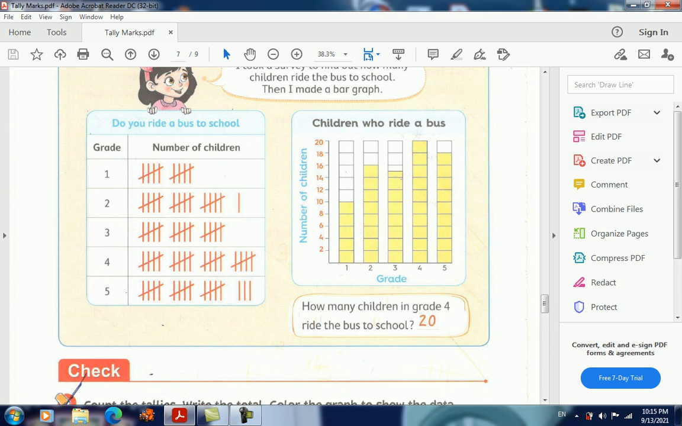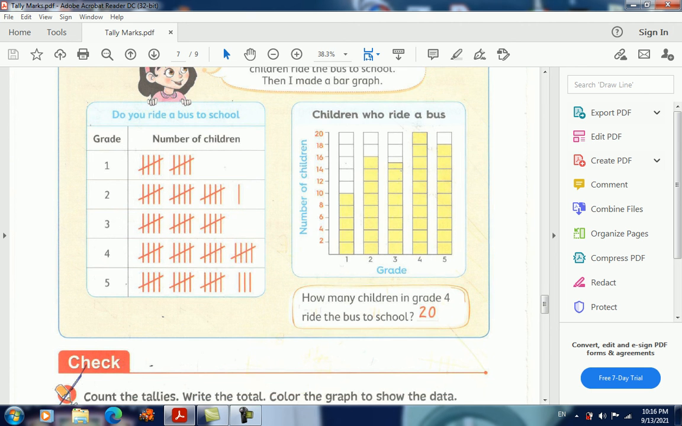Why? Because we got, for example, 10 and we got another 16 and another 15. So these numbers, if we divide in a scale of 5's, will not appear. So the scale of 2 is the best: 2, 4, 6, 8, 10, 12, 14, and so on. Then from the graph, how many children in grade 4 ride the bus to school? If I go to grade 4, I see that they are exactly 20 because it corresponds with the 20.